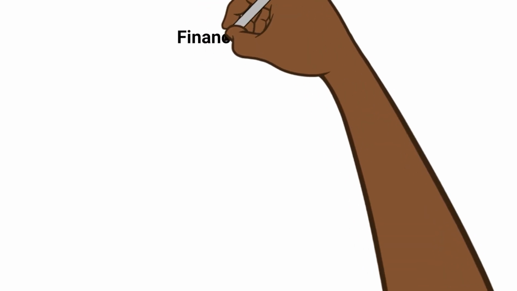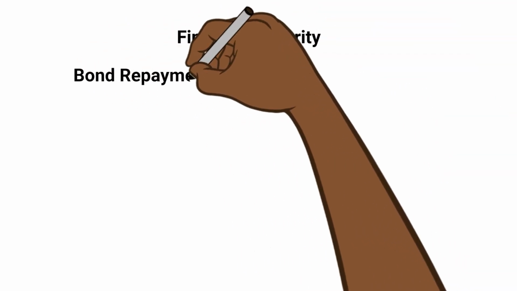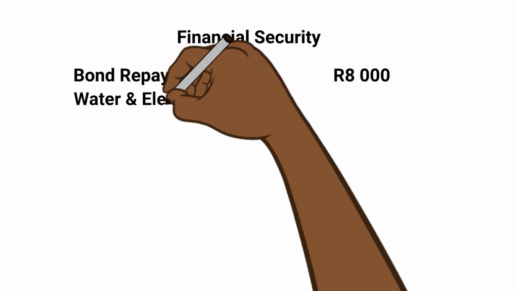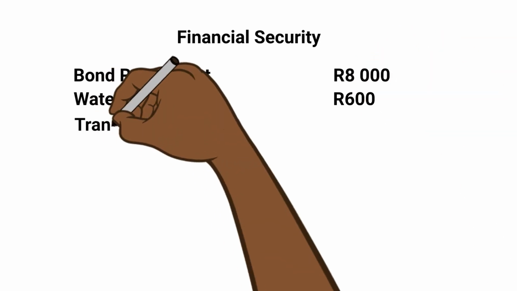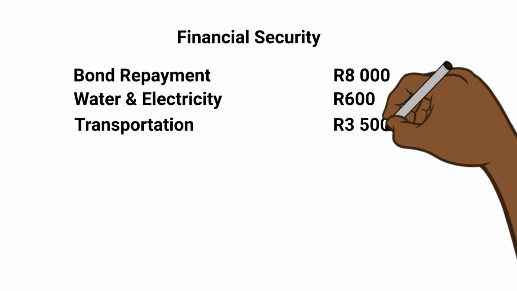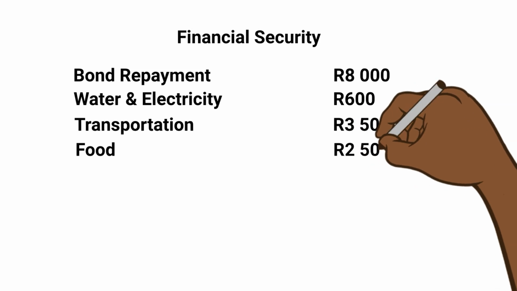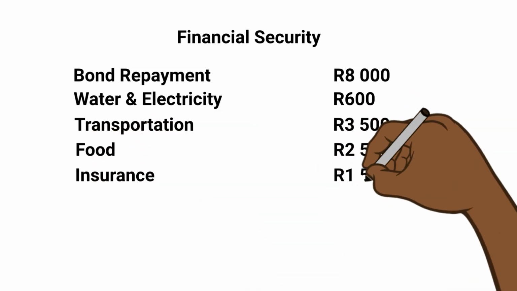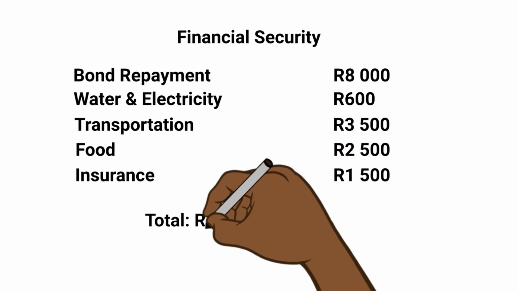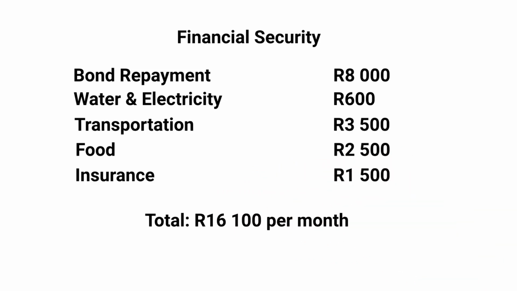Let's use an example that you can follow through with. Bond repayment, 8,000 Rand. Water and electricity, 600 Rand. Transportation costs, 3,500 Rand. Food, 2,500 Rand. And insurance costs 1,500 Rand. That's a total amount of money you need monthly of 16,100 Rand.